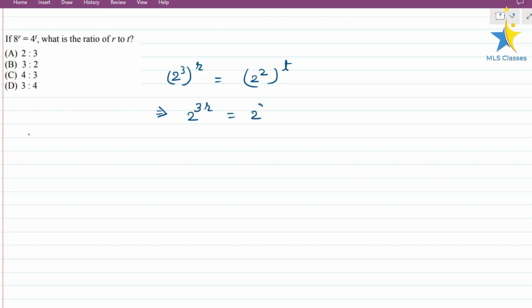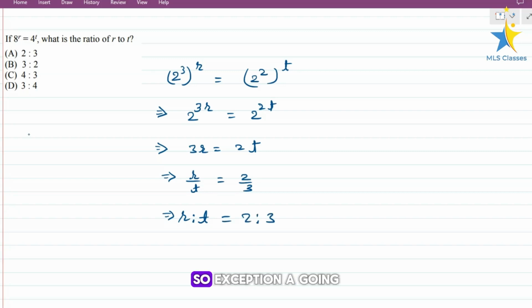So 8 to the power r can be written as 2 to the power 3, to the power r, is equal to 2 to the power 4, which can be written as 2 to the power 2, to the power t. So from here we are getting 2 to the power 3r is equal to 2 to the power 2t. Since both are equal, we can say 3r is equal to 2t. We have to find the ratio of r to t. So r over t will become 2 over 3. So we can say r is to t is equal to 2 is to 3. So it's option A. Moving to the next question.